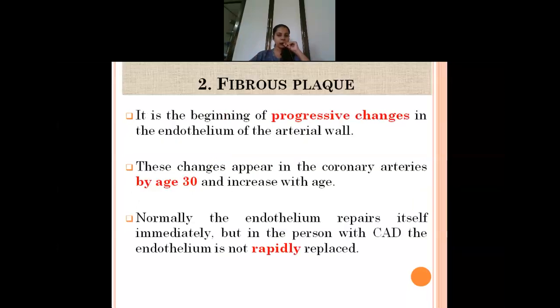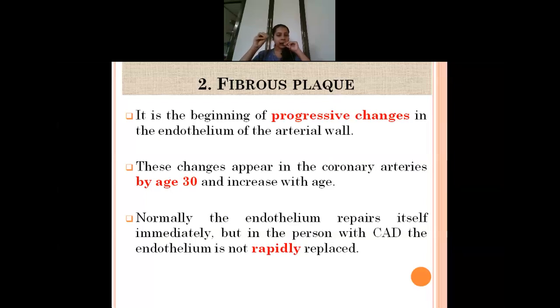The second stage is a fibrous plaque. So fibrous plaque is the beginning of the progressive changes in the endothelium. We know endothelium is an arterial wall, isn't it? And in this fibrous plaque, it starts with some changes in the endothelium. Usually the fibrous plaque formation will start by the age of 30.